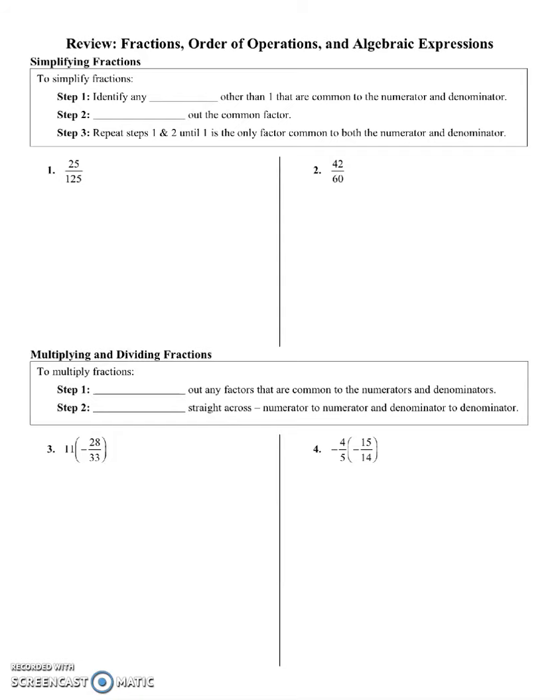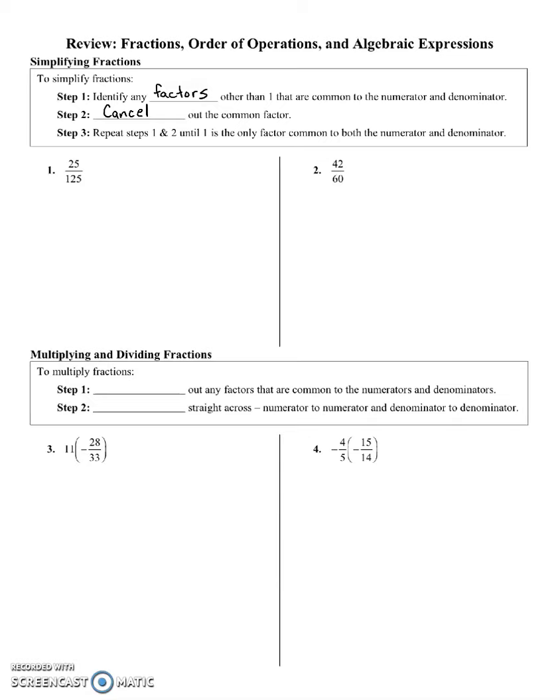So first, to simplify fractions, you want to identify any factors other than 1 that are common to both the numerator and the denominator. And remember, factors are things that are multiplied together. Then you cancel out the common factor between the numerator and the denominator. And you repeat those steps until there are no common factors other than 1 left.